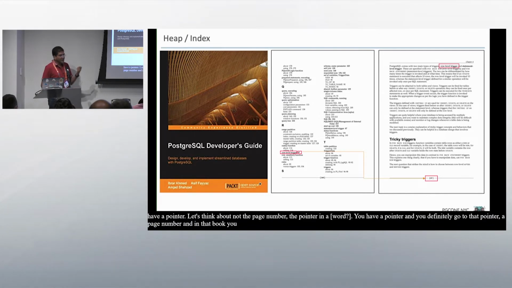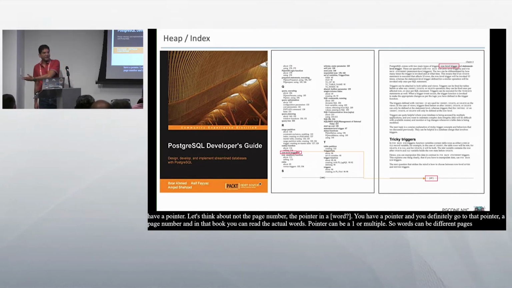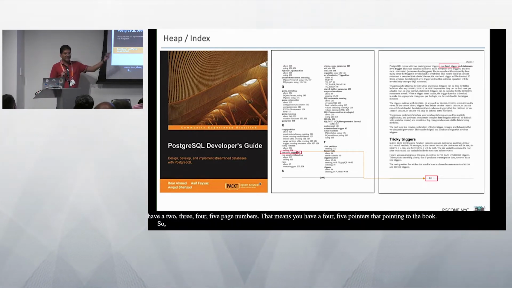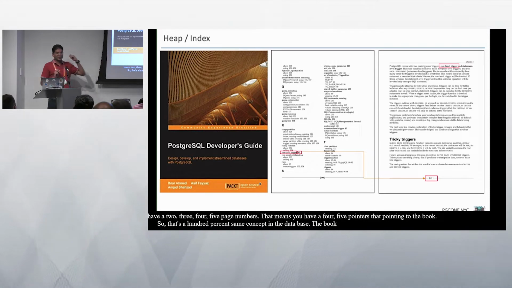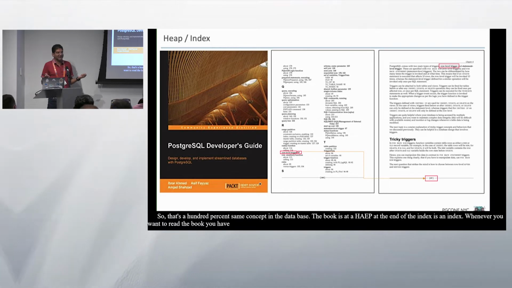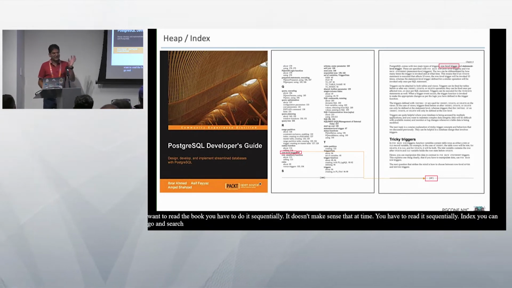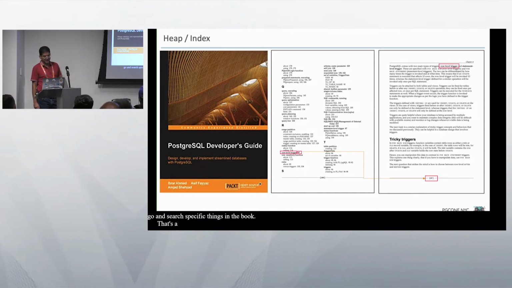A pointer can be one or multiple, because some words can be on different pages. So you have 2, 3, 4, 5 page numbers. That means you have 4 or 5 pointers pointing to the book. That's 100% the same concept in a database. The book is a heap, and the index is an index. Whenever you want to read the book, you have to read it sequentially. You can read it randomly, but it doesn't make sense at that time. With an index, you can go and search for some specific things in a book. That's the basic concept, just giving the introduction.